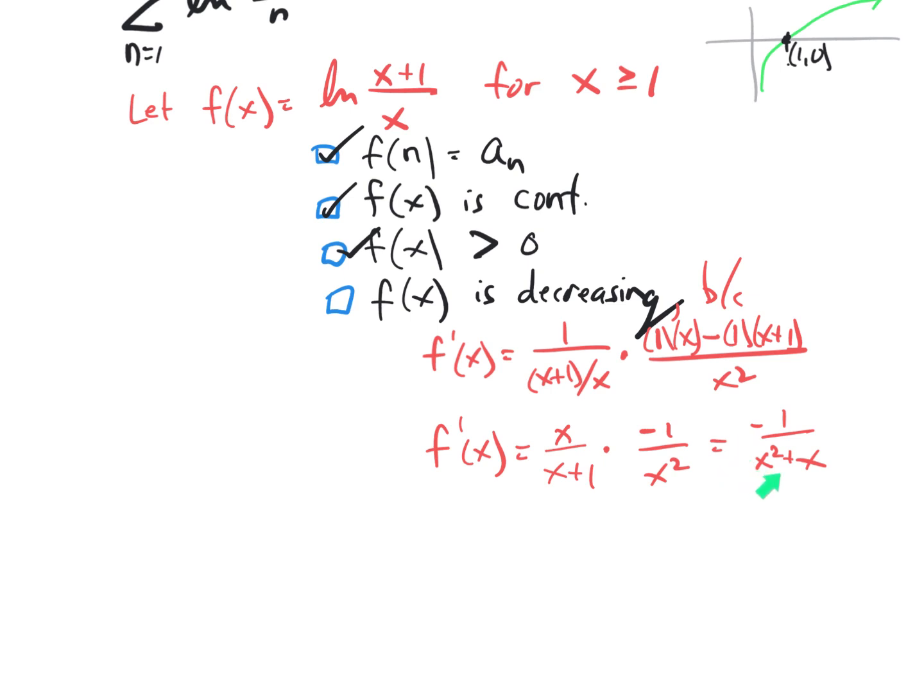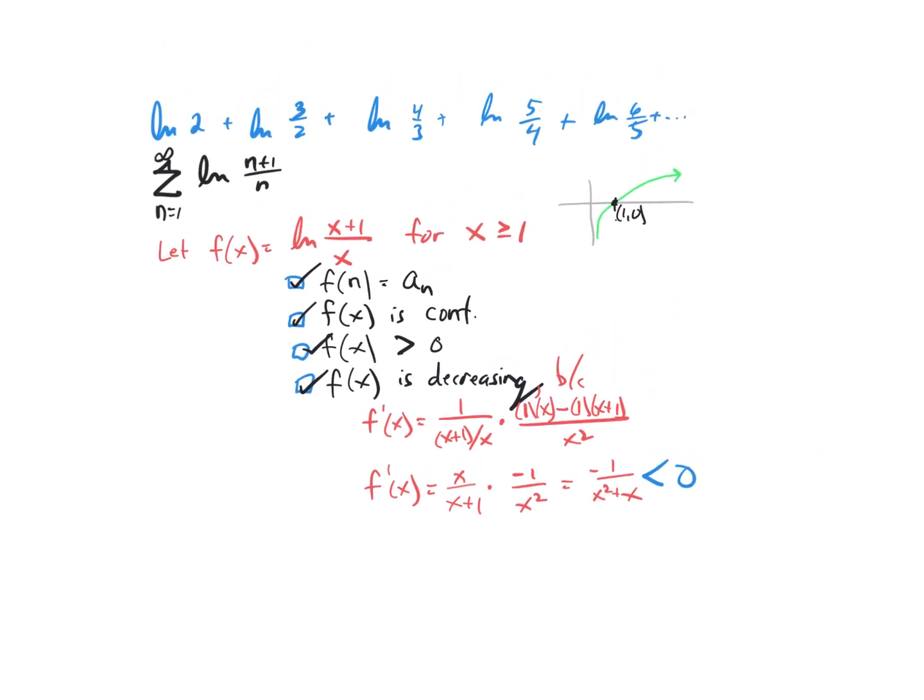negative 1 over (x squared plus x). And when x is greater than or equal to 1, the denominator will always be positive, the numerator is always negative, so this is always negative, which means that the slope is always decreasing, which means f is decreasing. So our conditions are all met. Time to use the integral test.